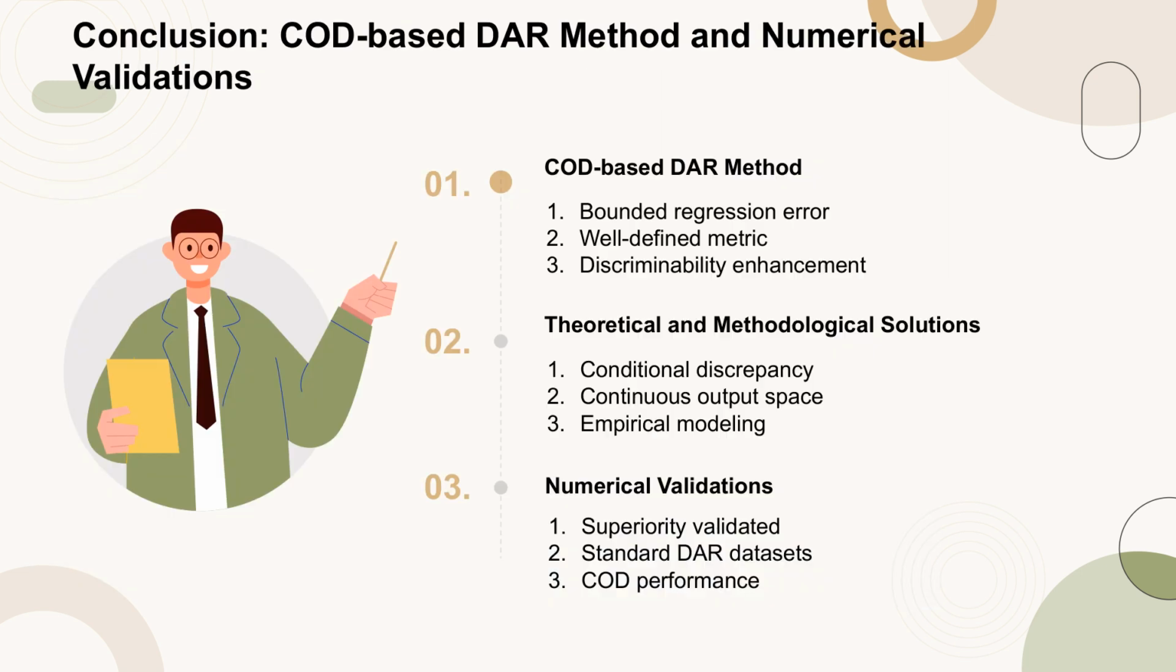The COD-based domain adaptation regression (DR) method addresses the challenges of conditional shift in continuous output spaces. This method ensures that the cross-domain generalization regression error is sufficiently bounded by the conditional discrepancy on continuous labels. The COD serves as a well-defined metric for measuring conditional discrepancies and for empirical modeling. Additionally, the method includes a discriminability enhancement mechanism. Numerical validations conducted on standard DR datasets demonstrate the superiority of the COD-based approach, highlighting its effective performance in domain adaptation tasks.